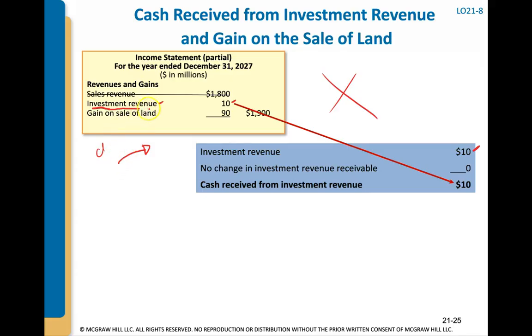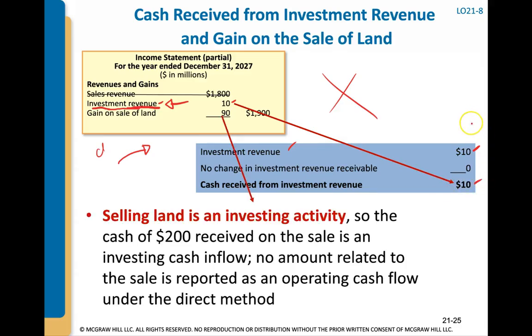So because that income is reported on the income statement, and everything on the income statement has to be addressed in the operating activities section, then we have to report this in the operating activities section as well. Okay, so our investment revenue would be reported on the income statement, so we're going to include it in our operating activities. So this is all cash, so we have cash received from investment revenue for $10.